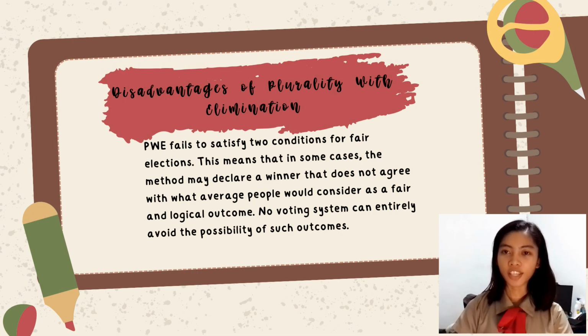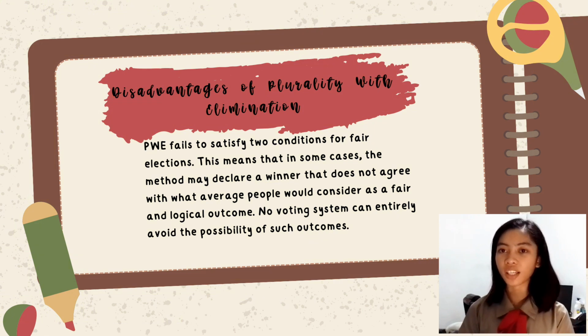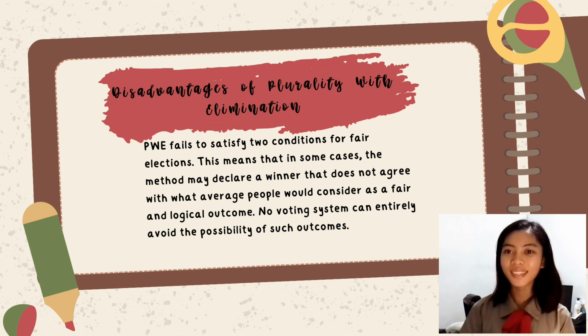The disadvantages of the plurality with elimination method. PWE fails to satisfy 2 conditions for elections. This means that, in some cases, the method may declare a winner that does not agree with what average people would consider a fair and logical outcome. No voting system can entirely avoid the possibility of such outcomes.